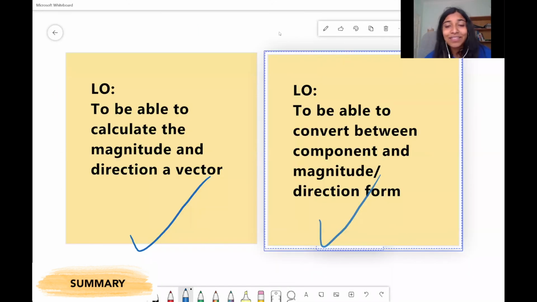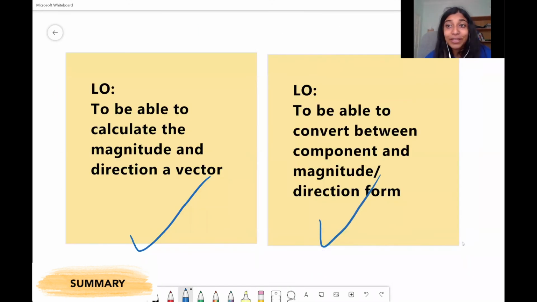So that's everything. Thank you so much, everyone. Hope you found that useful, and you can now calculate the magnitude and direction of a vector and can convert between component and magnitude or direction form. So make sure you do some practice questions just to make sure you've fully understood everything that we've covered.